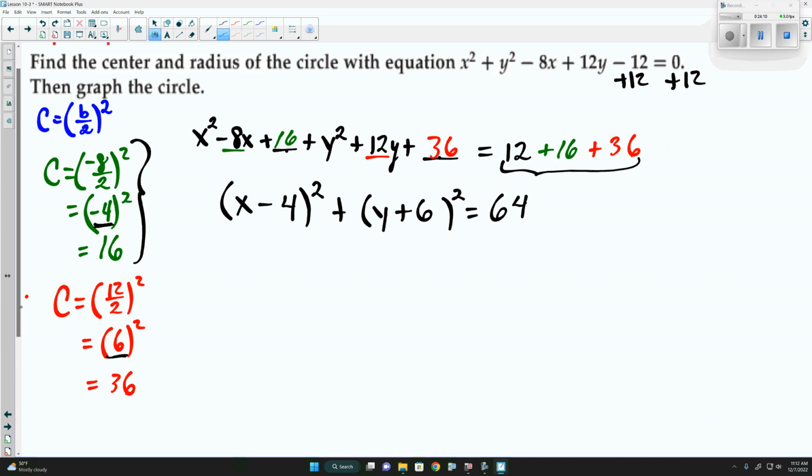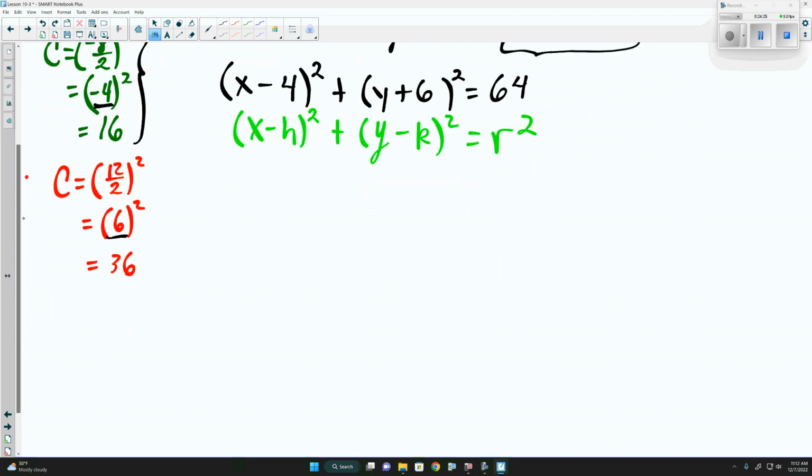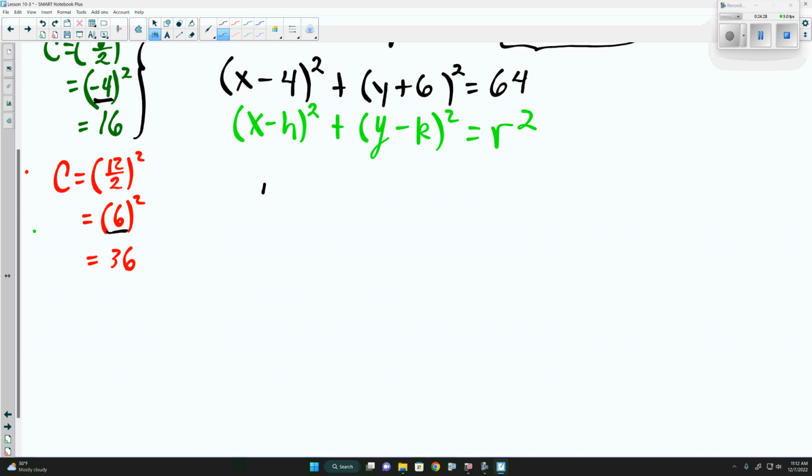Now, our general equation was (x minus h) squared plus (y minus k) squared is equal to the radius squared. So it asks for the center, which is our (h, k). They do match up pretty well because we have x minus 4 in the parentheses. In the general form, we have x minus h. So the value of h is 4.